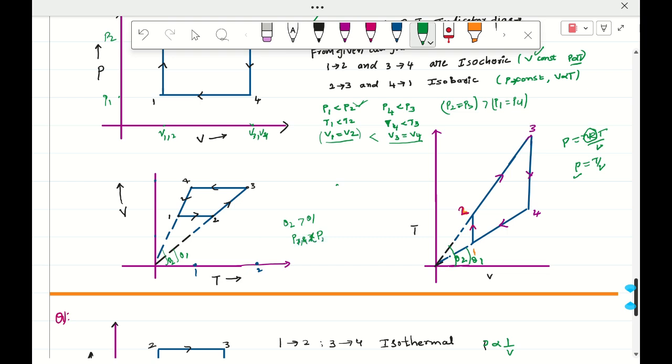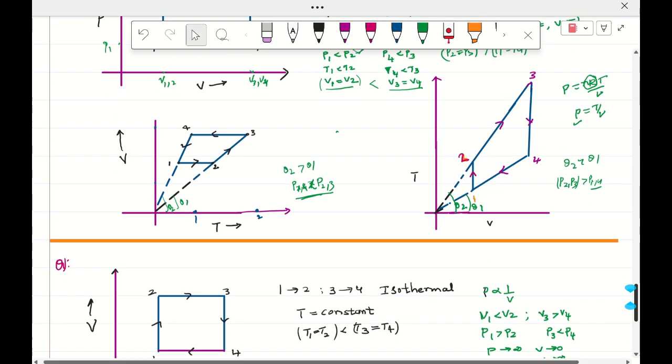P1,4 is less than P2,3. Here T is proportional to P. Therefore, T2 is greater than T1. Proportional means T2 represents pressure P2,3, and P2,3 is greater than P1,4. So both are represented the same, but the values you are taking on the y-axis and x-axis will be different.